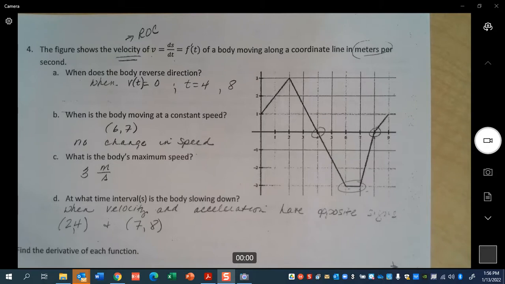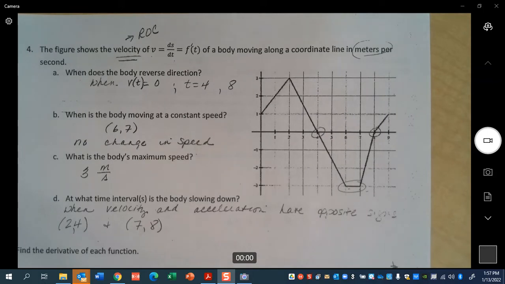At what time is he slowing down? You are slowing down when your velocity and your acceleration have opposite signs. Here my velocity is positive, here my velocity is negative. Here my acceleration is positive, my acceleration is negative, my acceleration is constant, my acceleration is positive.